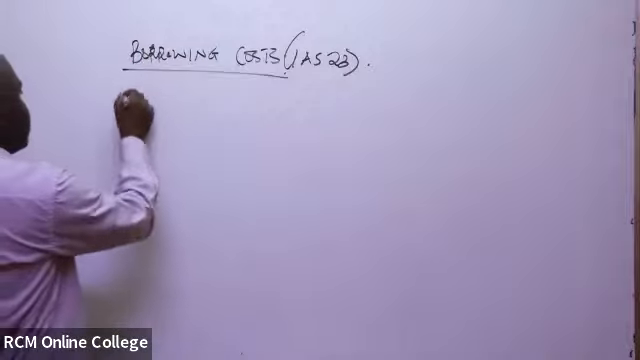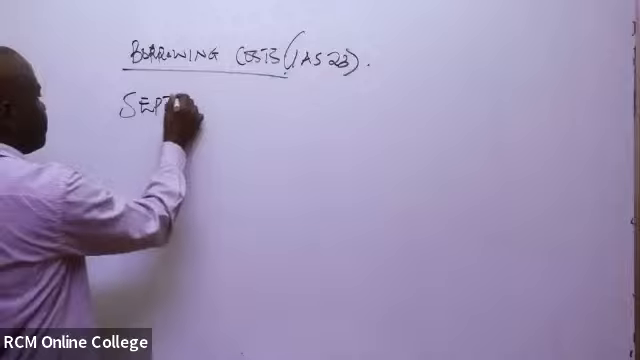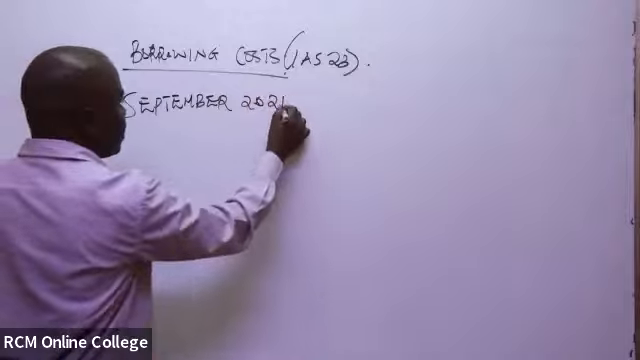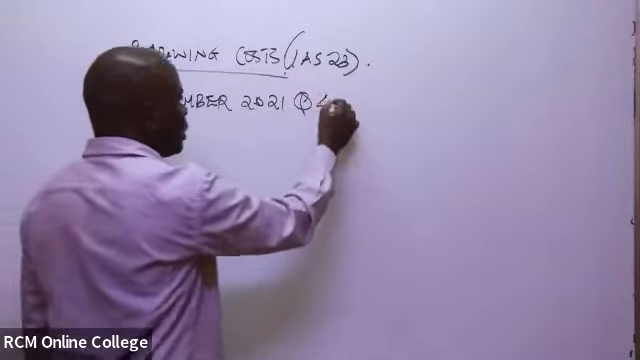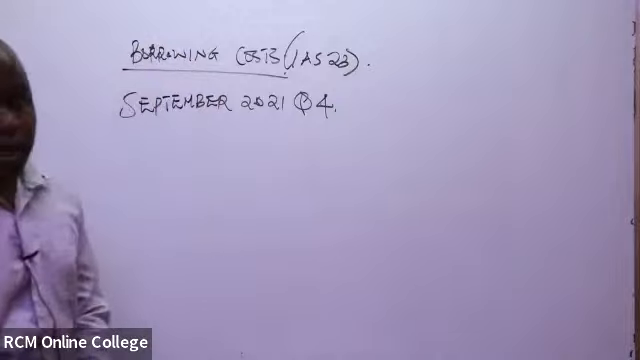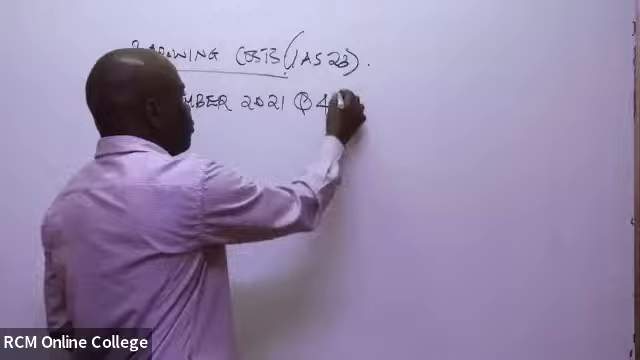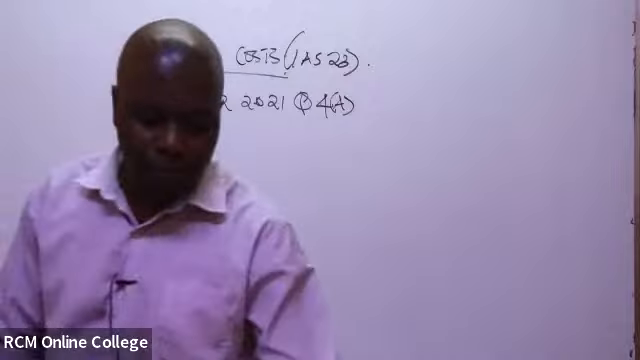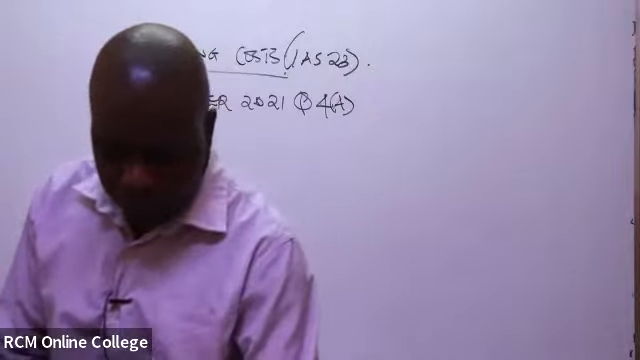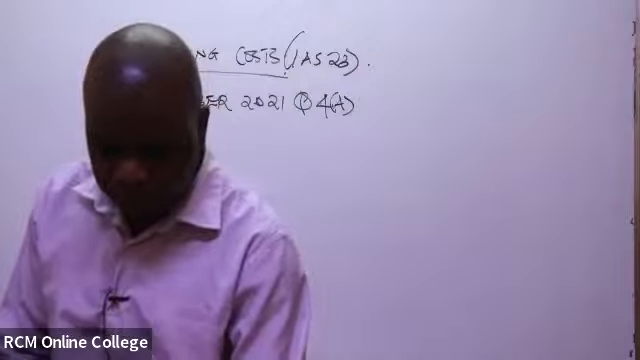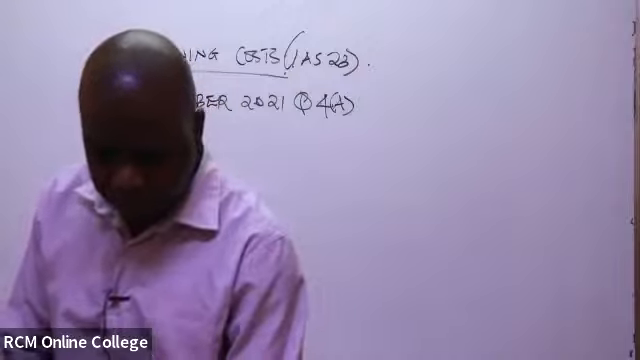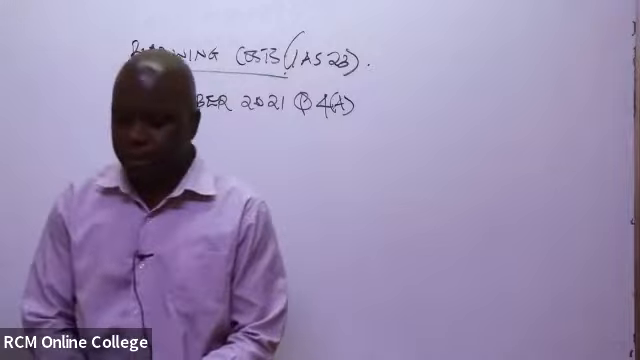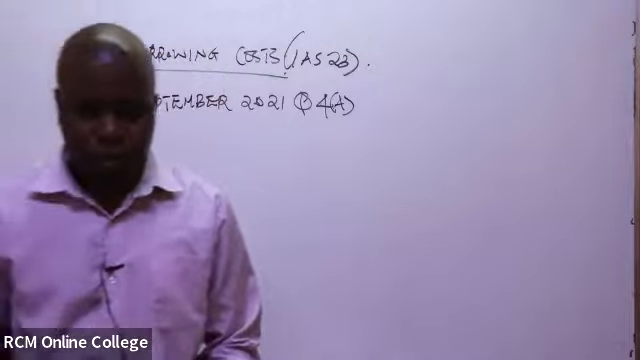I told you to try to attempt it. So it is September 2021. You can open this question, question number 4A. I've sent the past paper in the group. I want you to confirm whether you've been able to access the past paper so that we can move together. You just say yes in the chat so that I know, so that we start looking at the question.